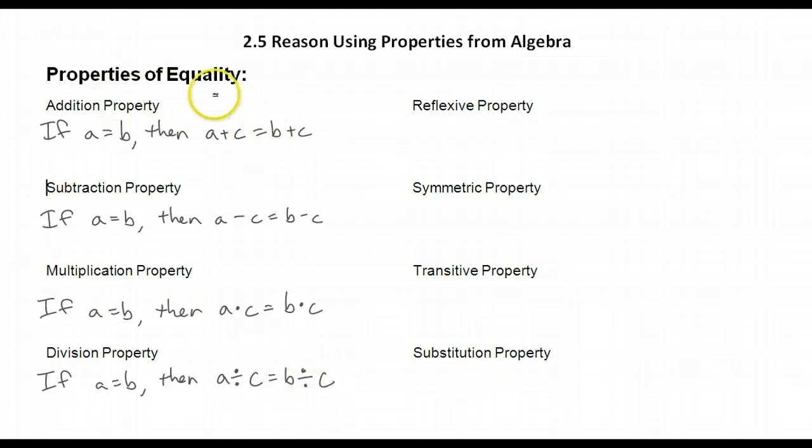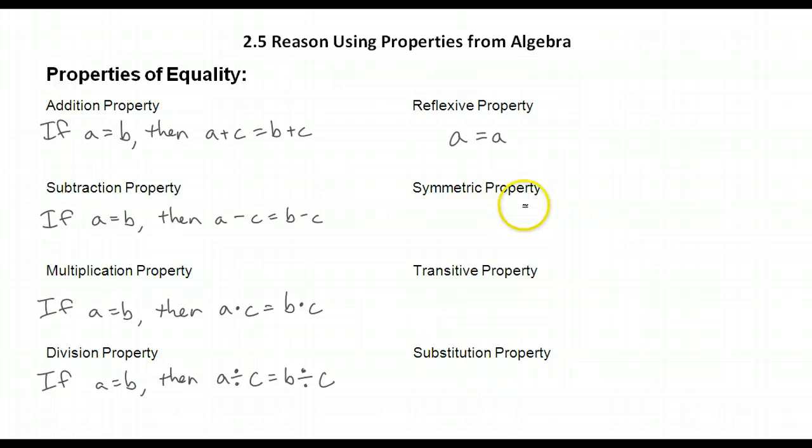You've used these properties in algebra to solve for x. There are a few more properties that we need to cover. The reflexive property says anything is equal to itself. Right now, this doesn't seem too useful, but it will be later on when we write proofs.